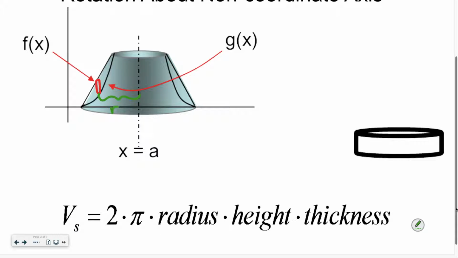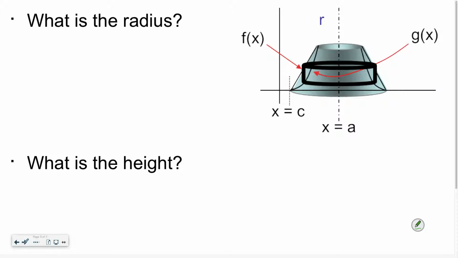So I'll remind you that when we set up our integral, we have the 2 pi times the radius times the height times the thickness. The thickness gets replaced with dx or dy. The height gets replaced by the length of the rectangle, and it's the radius here that we need to focus on. So if we were going to rotate about this line x equals a, any given rectangle, how far away is it from this line x equals a? Turn to your neighbor and have a discussion. 30 seconds. What do you think?